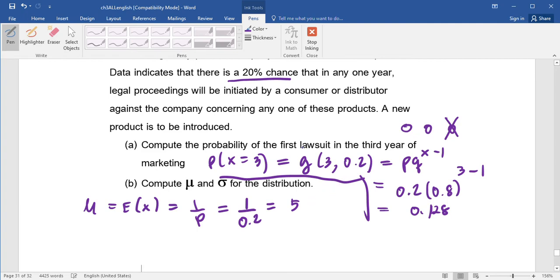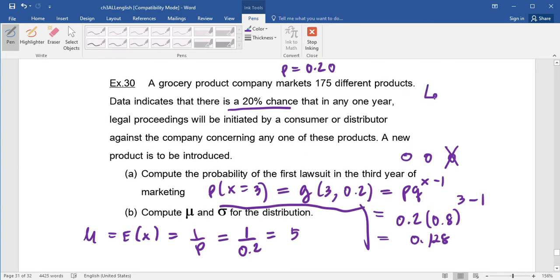What is x? Let x be what? What are we talking about? Lawsuits, right? No, x is the years. X is the years that the company is sued. The year that you got success. The year of marketing the product. X is the year, so 5 years. X represents the number of years of launching the product. You want to find here the probability of launching the product for 3 years until you get the first lawsuit.